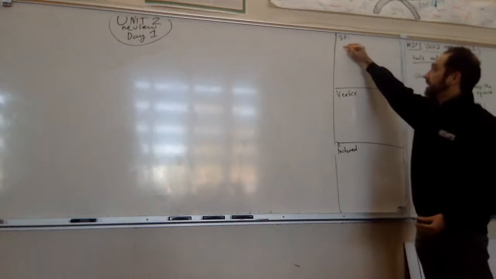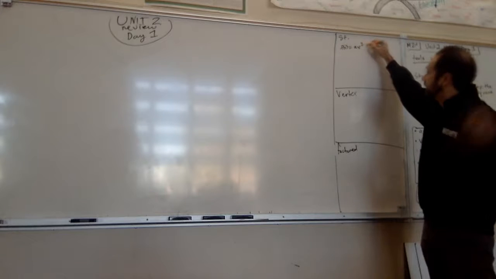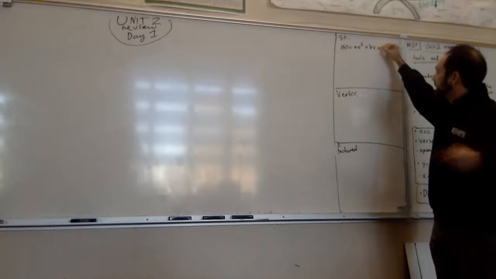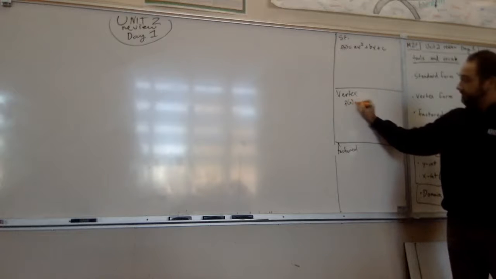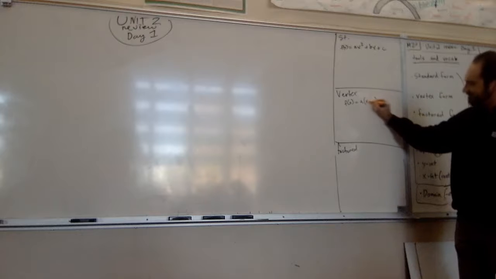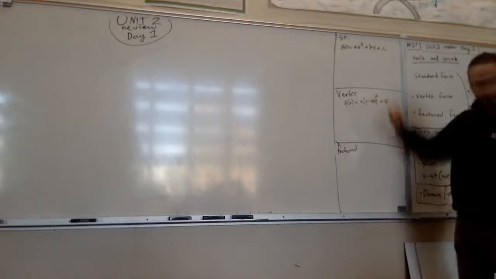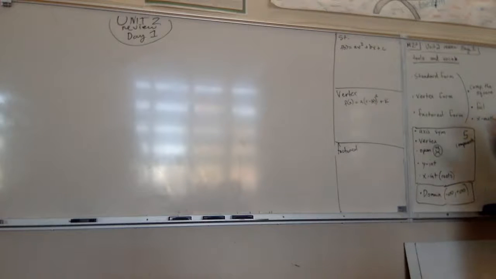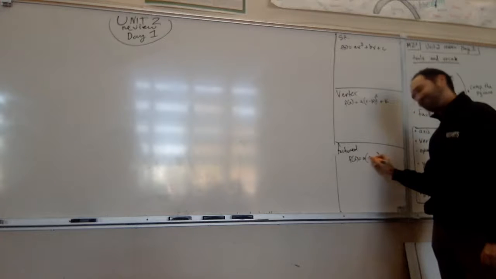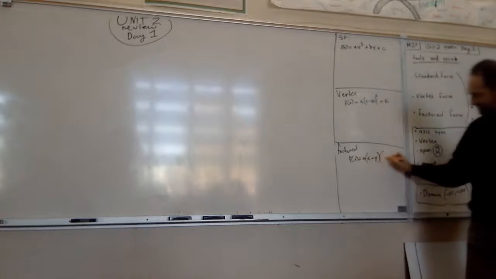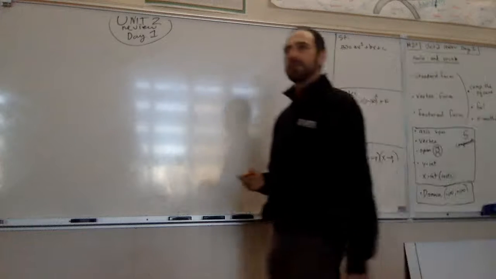Standard form, let's do together. f of x is equal to, or y is equal to, ax squared plus bx plus c. All right. Vertex: y equals a times (x minus h) squared plus k. Good. Factored: f of x equals a times (x minus p) times (x minus q). All right. Those are our three. Good job.